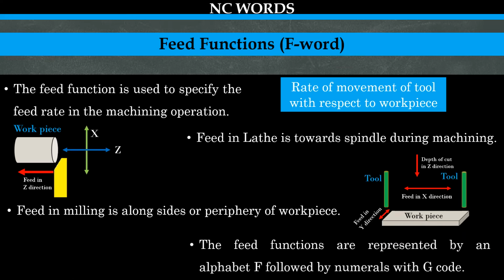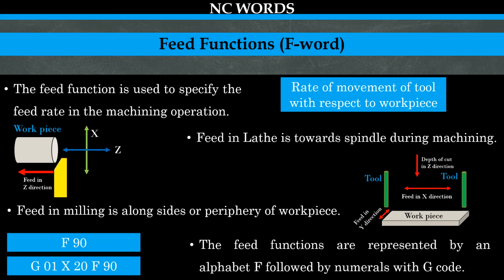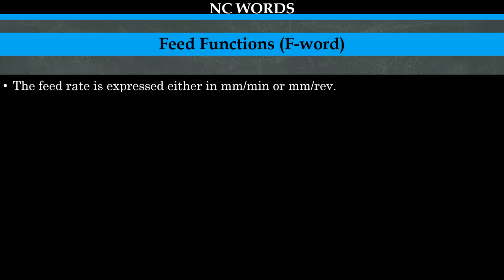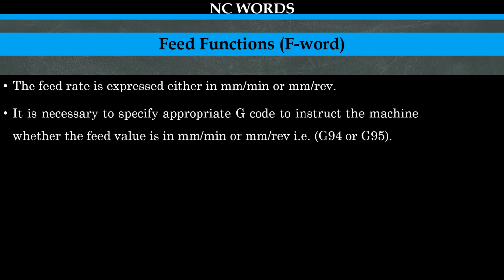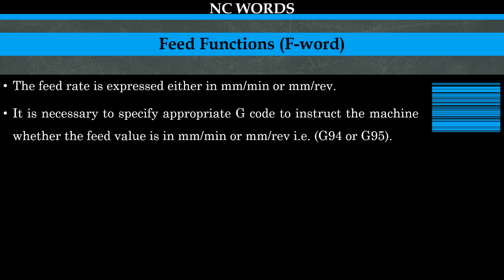The feed function is represented by the alphabet F followed by numerals, like this, F90. And when it is written with a G code, it is written as G01, X20, that is the XYZ word, and then the feed function or F. The feed rate is expressed either in mm per minute or in mm per revolution. So when the feed rate is expressed in mm per minute or mm per revolution, the controller has to understand what the units are.